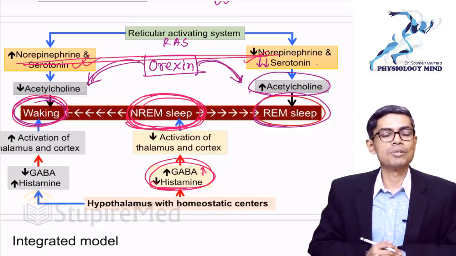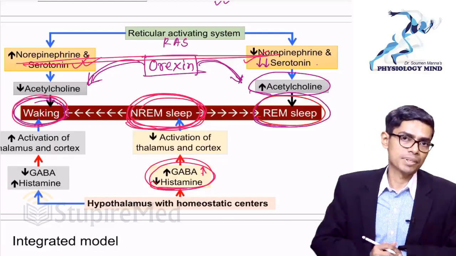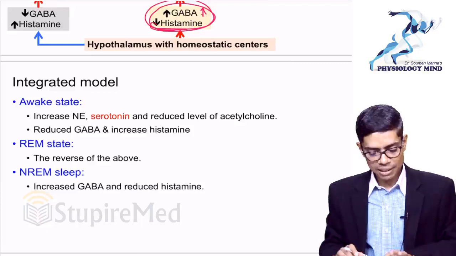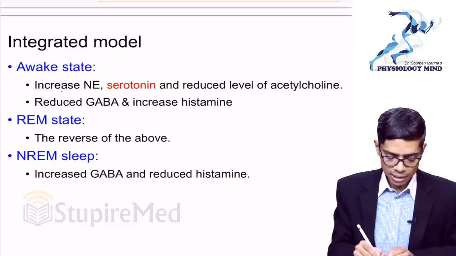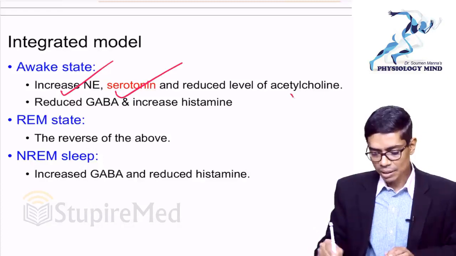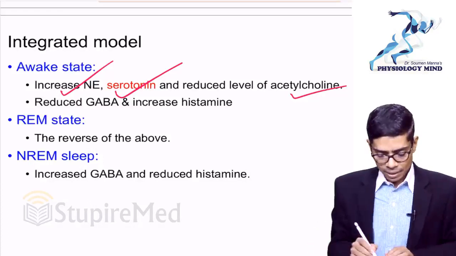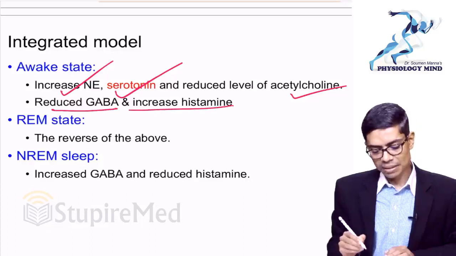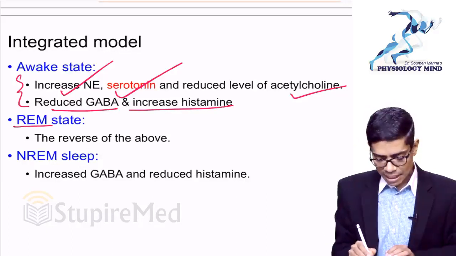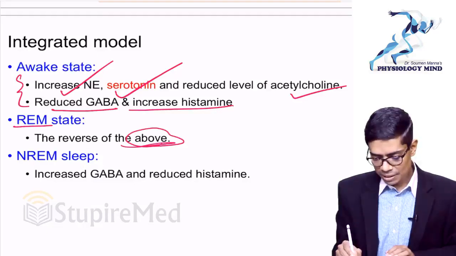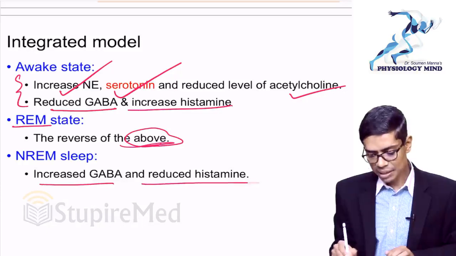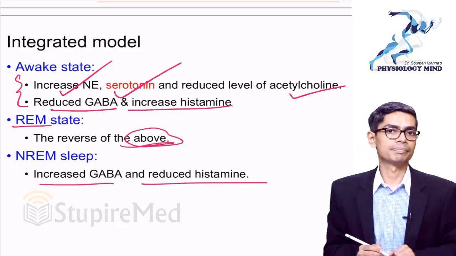So this is known as the neurotransmitter model of sleep. If you want to remember it like this: the person is awake when norepinephrine is high, serotonin is high and acetylcholine is low, with reduced GABA and increased histamine. This is the condition in awake stage. In REM sleep stage, acetylcholine has to be high, the reverse of the above, and for non-REM sleep stage, increased GABA and reduced histamine is required.